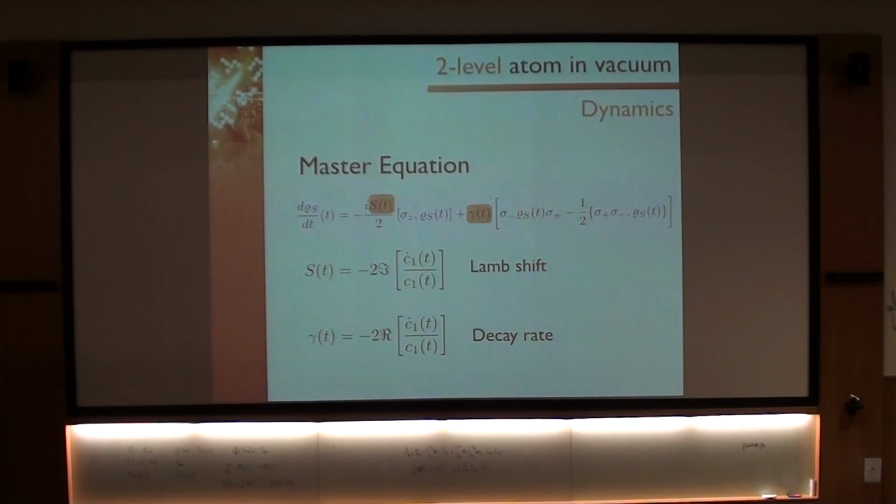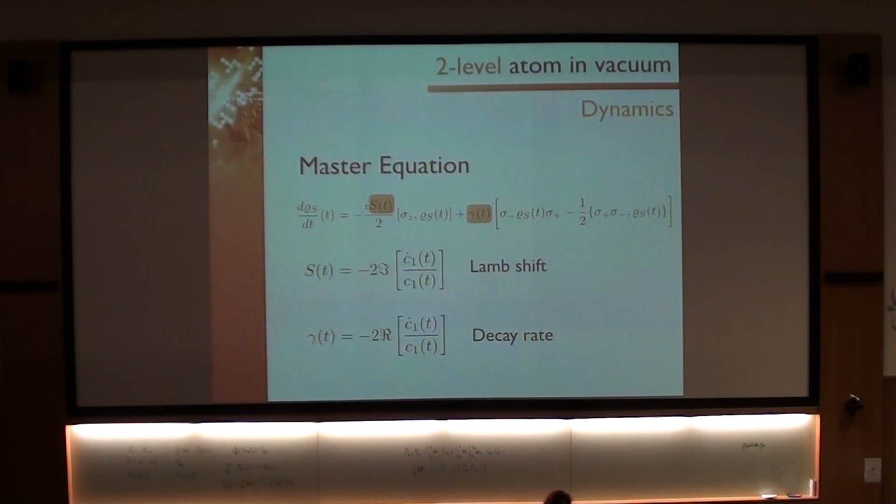It is the Lamb shift. And this Lamb shift depends on the coefficient C1 in this form. This is minus twice the imaginary part of this ratio. And then you have a dissipative part, which is in the form of a Lindblad master equation. So this is like a Gorini-Kossakowski-Sudarshan-Lindblad form, operatorial.